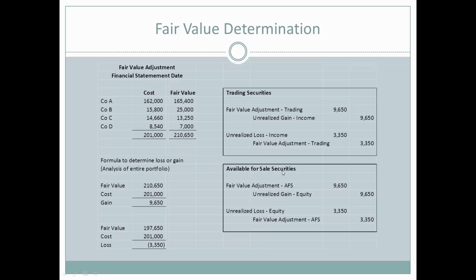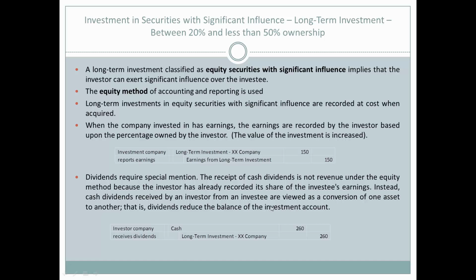And now let's look at what we would be doing and what the journal entries would look like if we had available for sale securities. So this is our fair value adjustment available for sale securities. This would be our unrealized gain, but here we're going through equity as opposed to up here where we're looking at income because that's a trading security. And then unrealized loss equity, fair value adjustment available for sale securities. Okay, so we have two different examples, one with the loss, one with the gain, and the two different types of securities that we can be holding.